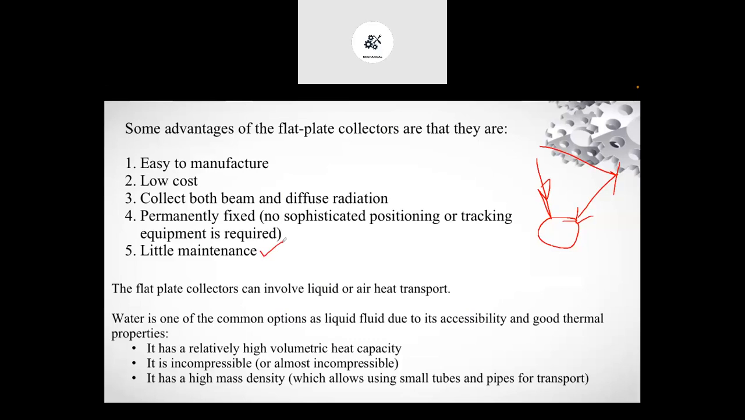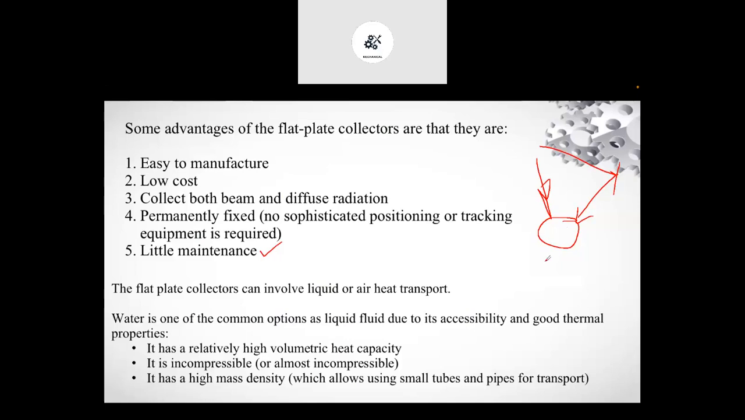Now, these flat plate collectors involve one liquid or air heat transfer medium, right? Because the fluid which is transferred through these tubes will absorb that solar energy, actually absorb the heat. So we have to study the characteristics of the liquid used in the tubes of the solar flat collectors. Generally, we are mostly using water as the transport fluid in the collectors.